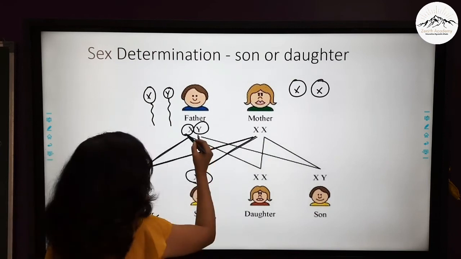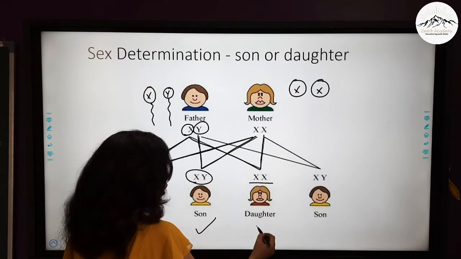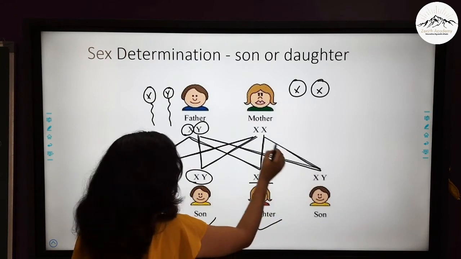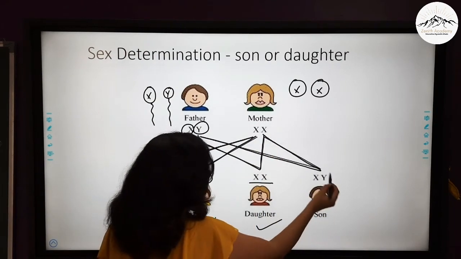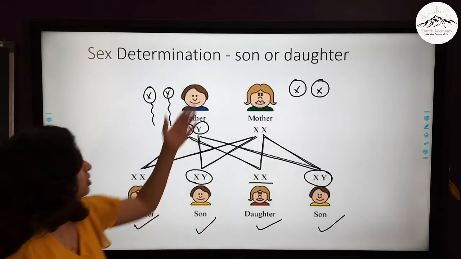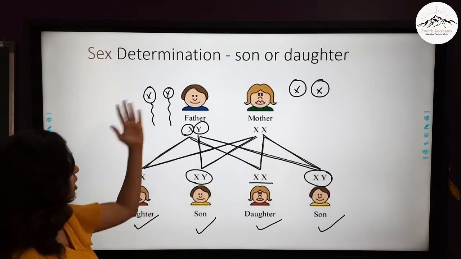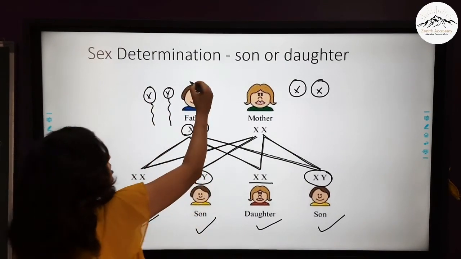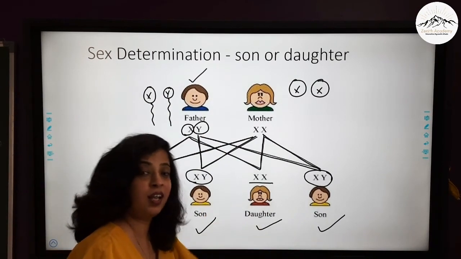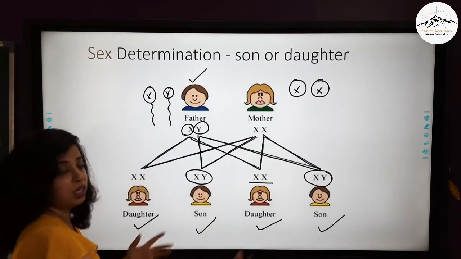Now again, if this X combines with the next X, XX, that is a daughter is formed. And if this Y combines with this X of the mother, it will form XY, and again a son will be born. So you have seen that since a female carries only XX chromosomes, whereas a male carries X and Y chromosomes, it is the father who is responsible for the sex of the child and not the mother. Hope you understood how the sex of a child is determined. So it's totally a game of chance.